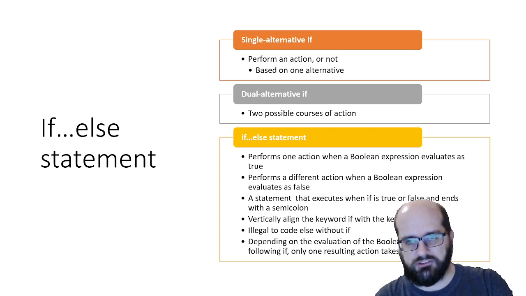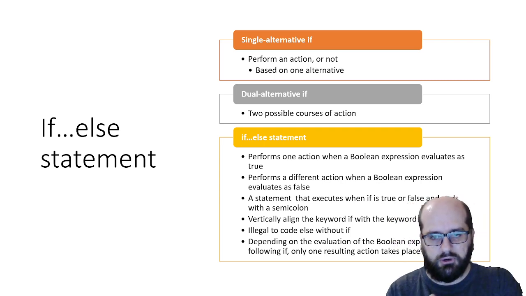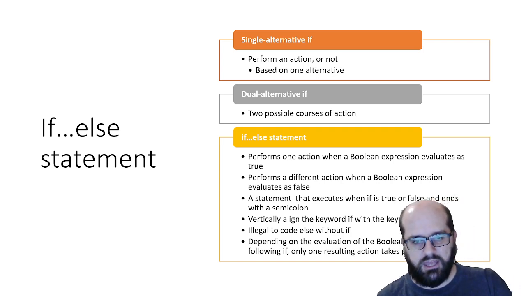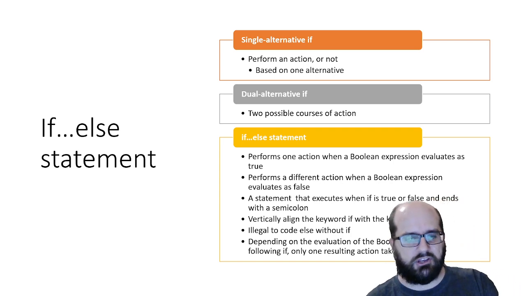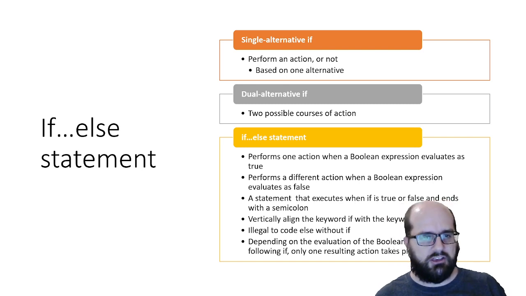It performs one action when the Boolean expression evaluates as true, and creates a different action when the Boolean expression evaluates as false. It has a statement that executes when if is true or false and ends with a semicolon. You vertically align the keyword if with the keyword else. It's illegal to code else without if. Depending on the evaluation of the Boolean expression following if, only one resulting action takes place.